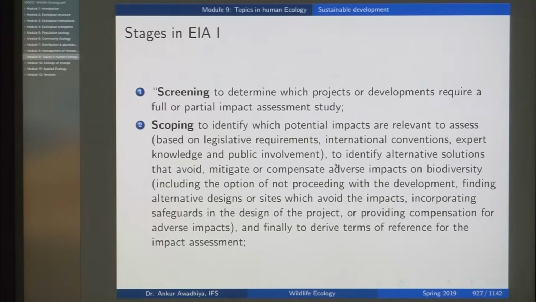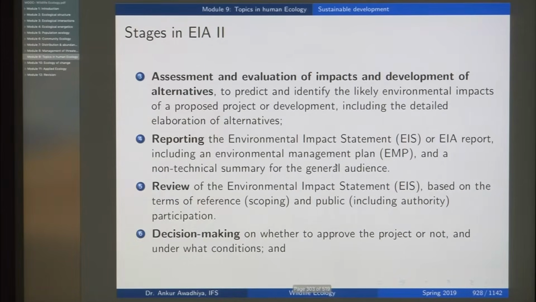Now there are several stages. The first one is screening to determine which projects require an EIA. The second one is scoping, which asks you what are the impacts that you want to measure, what are the alternative solutions that you have, and what are the terms of reference of this impact assessment. Third is assessment and evaluation of the impacts and development of the alternatives. So you actually go and assess the impacts. Once you have assessed the impacts, you make a report.